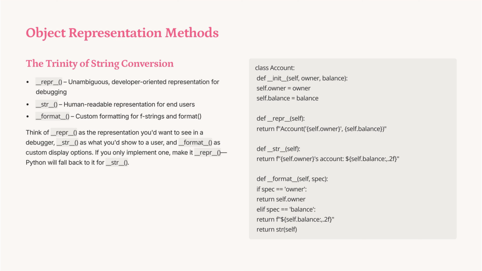Object representation methods in Python include __repr__, __str__, and __format__. Repr provides a developer-oriented view, crucial for debugging. Str offers a user-friendly display, while __format__ allows custom formatting. In the account class, __repr__ returns a detailed string, __str__ presents a readable format, and __format__ customizes output based on specifications.